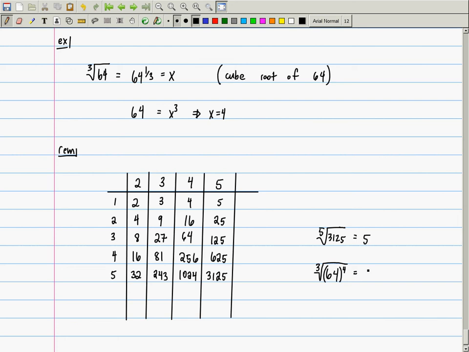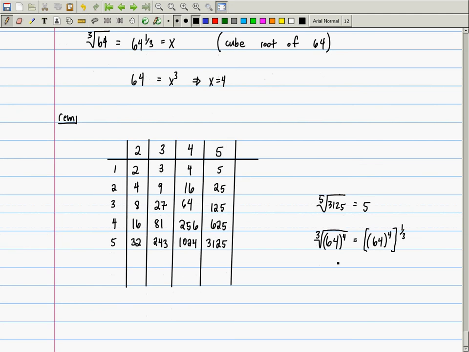What you should do is say, at least according to the rules, this is 64 to the 4, and then that radical 3 means what? It means exponent 1/3. Since it means exponent 1/3, I can switch the order of these two. I can say that this is 64 to the 4 over 3. And then I can say that's 64 to the 1/3, to the 4.